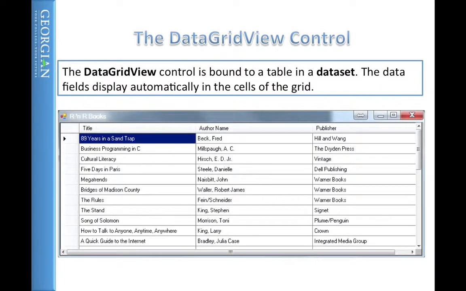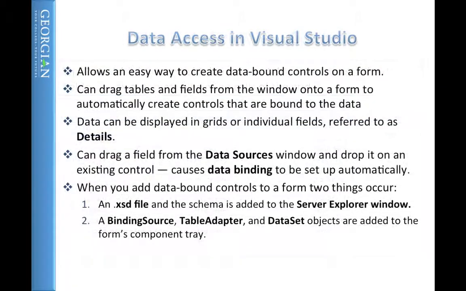So here's an example of the data grid view, what it looks like. The data grid view control is bound to a table in a data set, and the data fields display automatically in the cells of the grid. So your title, your author name, and your publisher are your columns, and each of the rows is displayed in the data grid view. So how do we set that up? We're going to talk about that in a bit.